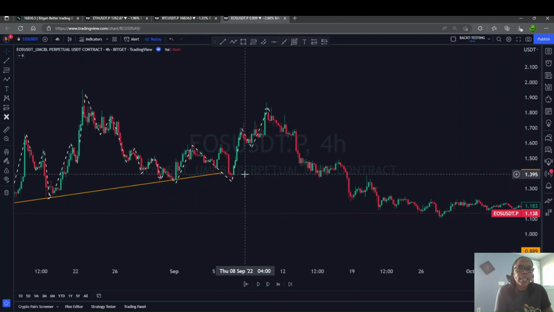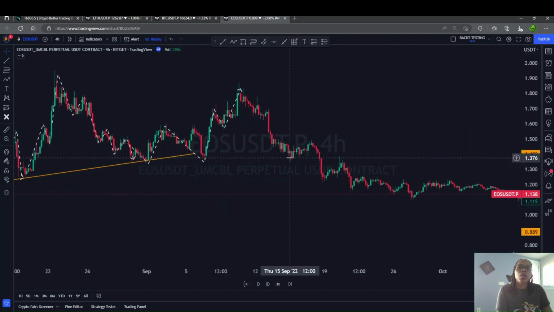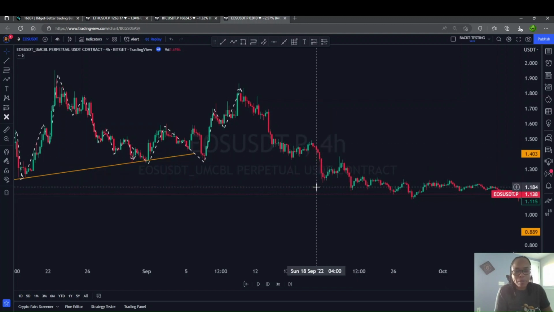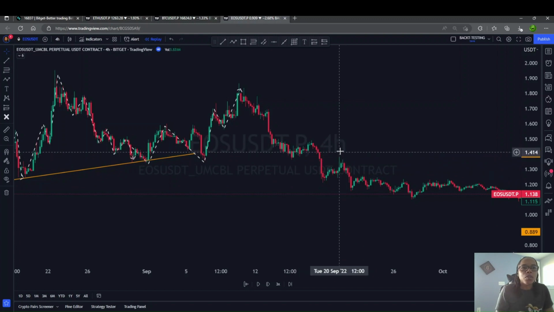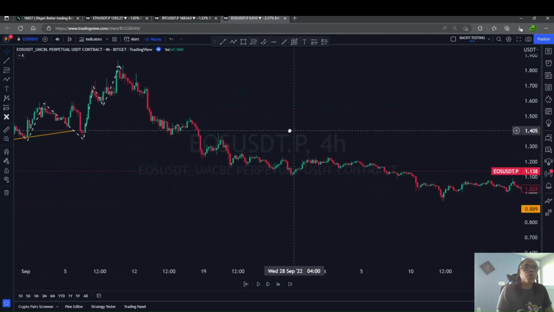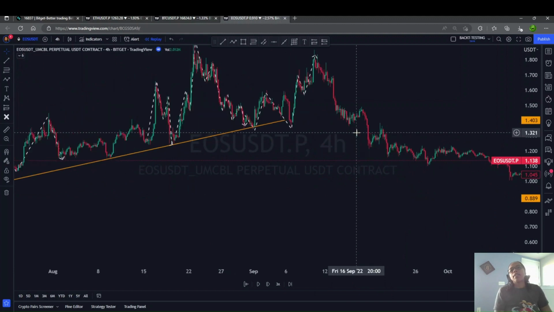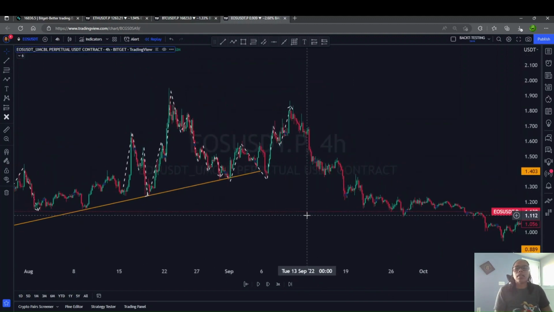So what do you need to see? You need to see price turn, beat this higher low, and make a lower high. I'm sorry, yeah, a lower high. Sorry, I always mix them up. And then look for an opportunity to enter and continue downwards. All right. I hope that makes sense.